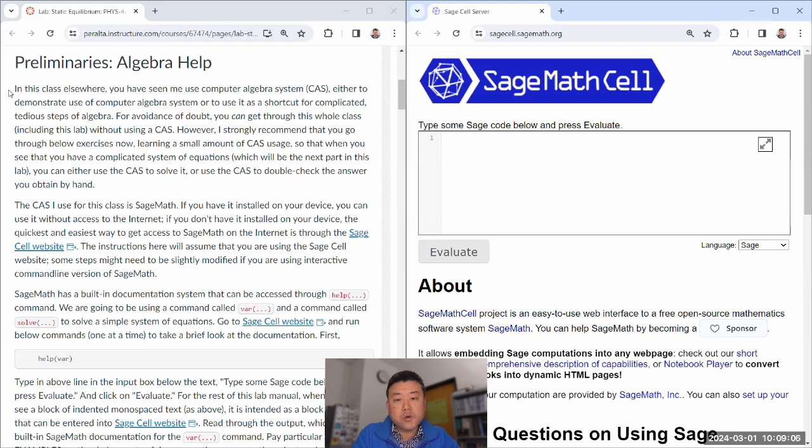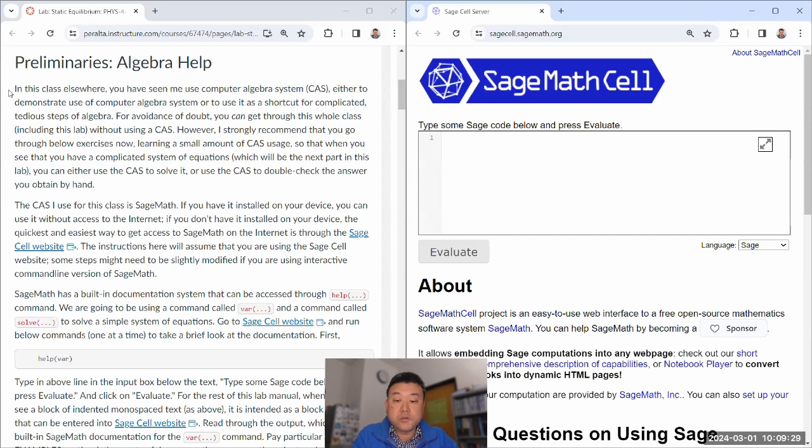However, I strongly recommend that you go through the below exercises now, learning a small amount of CAS usage, so that when you see that you have a complicated system of equations, which will be the next part in this lab, you can either use the CAS to solve it or use the CAS to double check the answer you obtain by hand. The CAS I use for this class is SageMath.